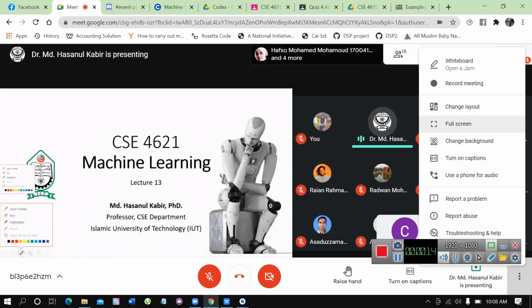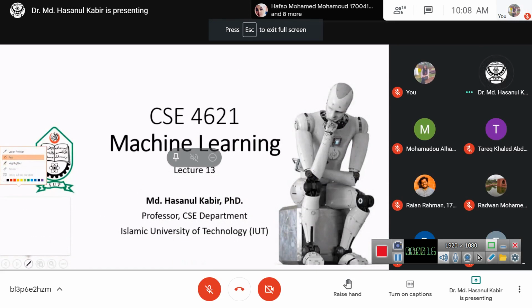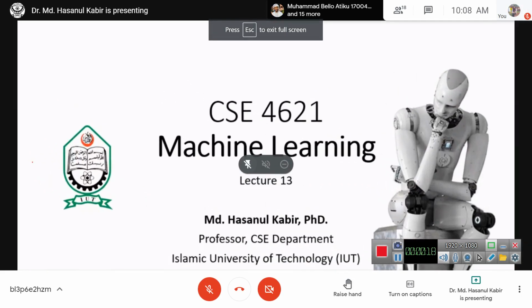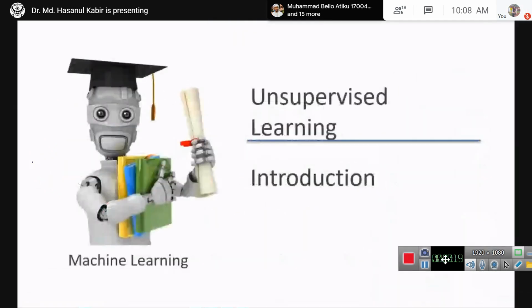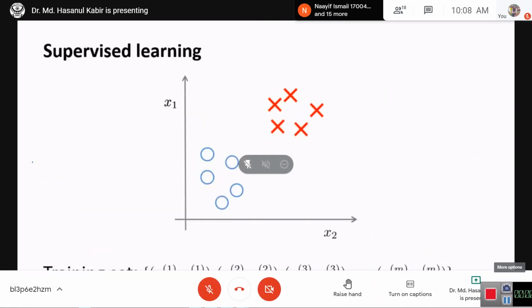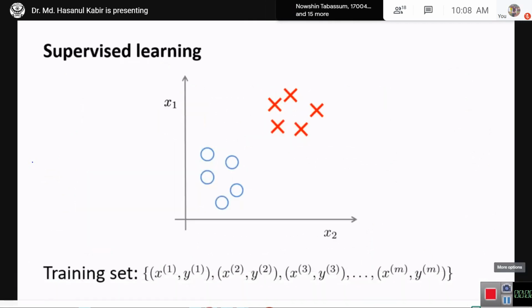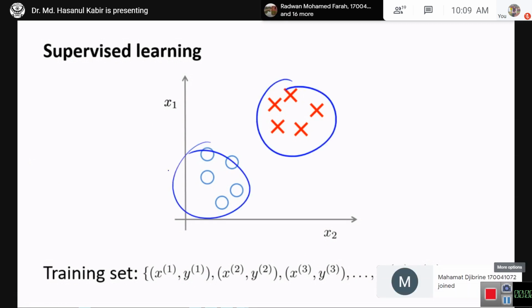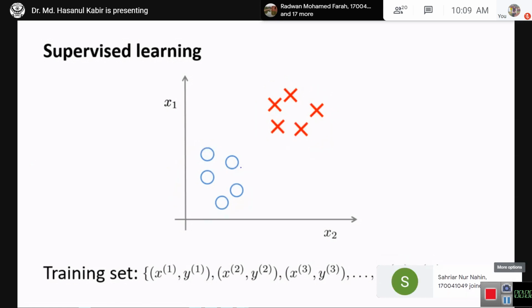Today we'll be talking about unsupervised learning. So far we have talked about supervised learning. In supervised learning, let's say we have this training data, and you can see from the illustration that these samples belong to one particular class, and these samples belong to another class. If our objective is to classify them, what are we going to do?